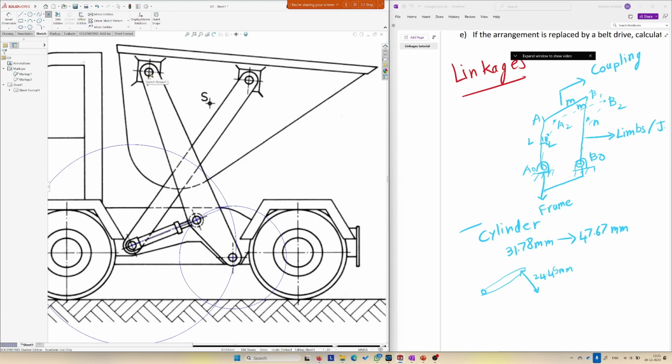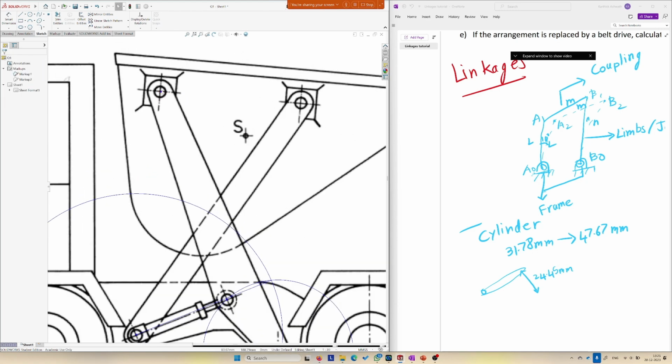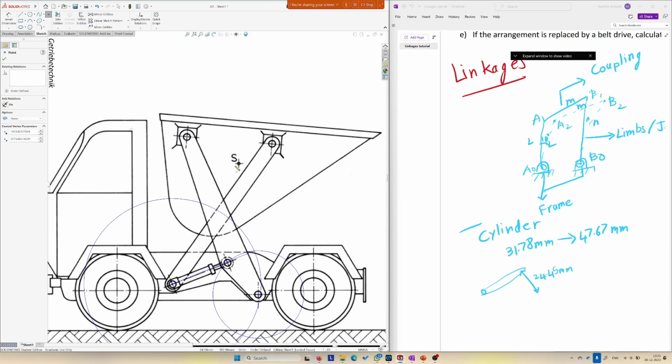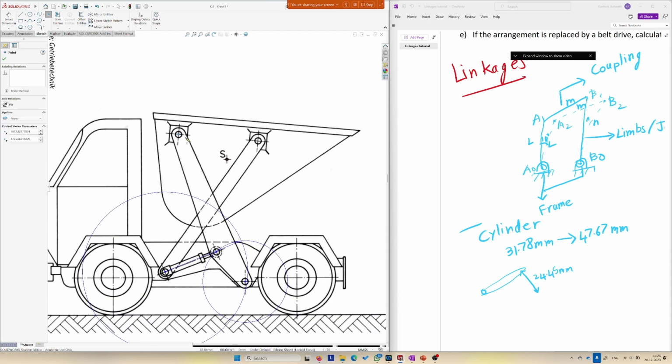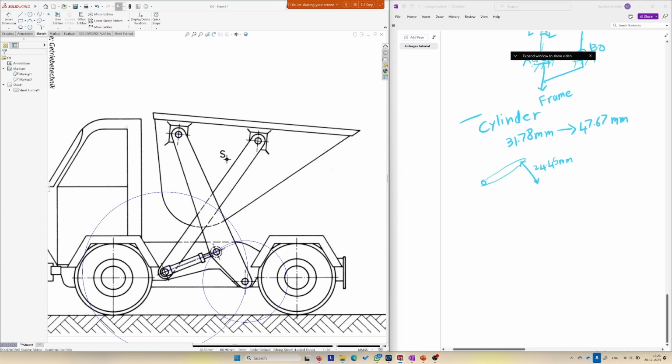First I'll drop a point in the position. It's not perfect. B1. This is B1, correct. Yeah, better. So now I will measure two more lengths again. Let me make a better drawing here. So we have that. We have this. And then we have the cylinder.